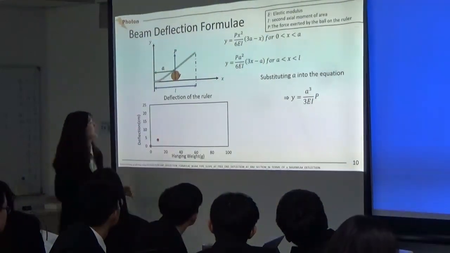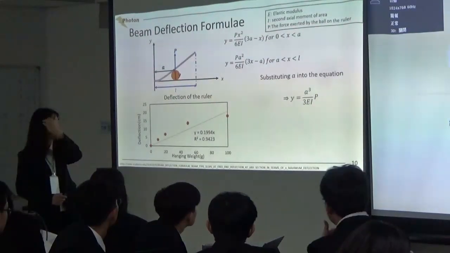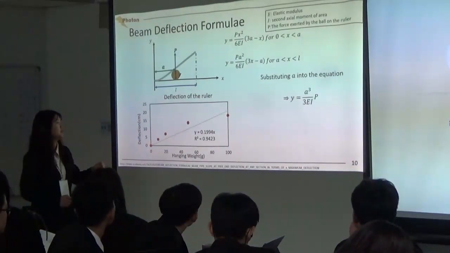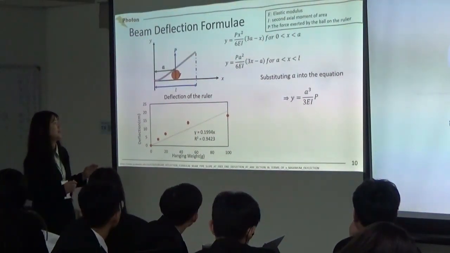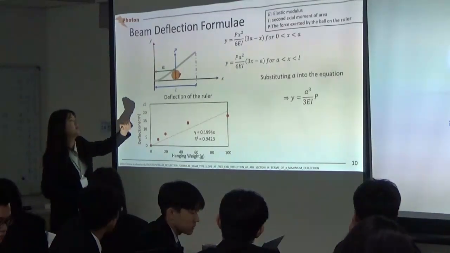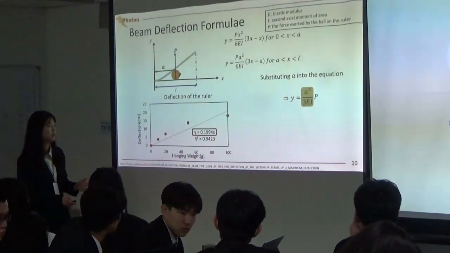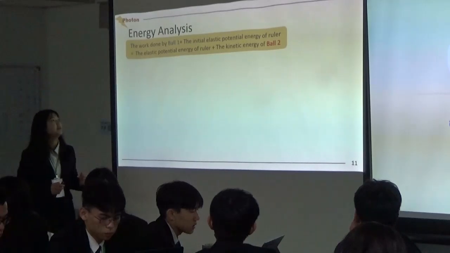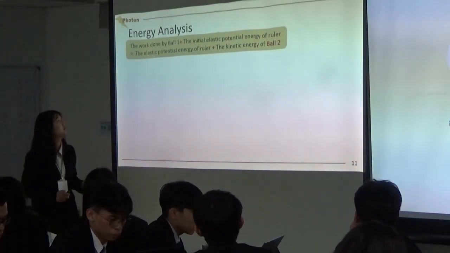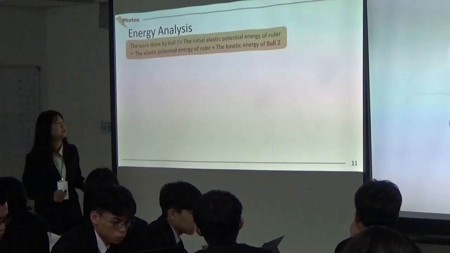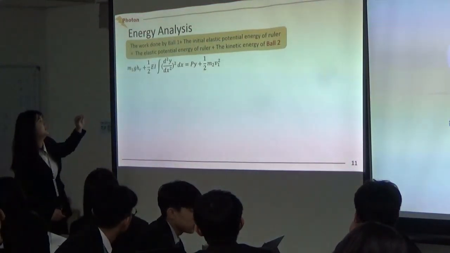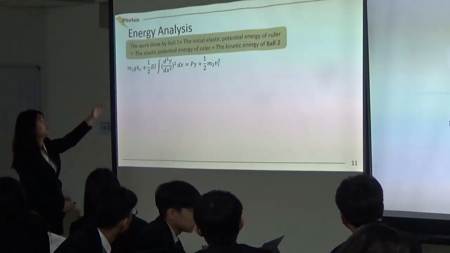So we can use the data to get the slope of this change, and we can know the relationship between the place where we place ball one and the deflection of the ruler, and we will get this slope. And about the energy analysis, we know that the work done by ball one and the initial elastic potential energy of the ruler will equal the elastic potential energy of the ruler and the kinetic energy of ball two. So we will get this energy conversion equation.